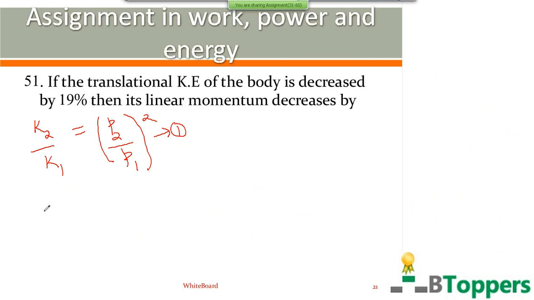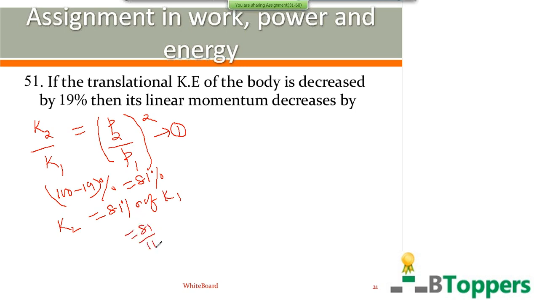So it's given that the kinetic energy decreased by 19%. So 100% minus 19% will be equal to 81%. So when the kinetic energy decreased by 19%, the new kinetic energy K2 can be taken as 81% of the initial kinetic energy, or 81 by 100 times the initial kinetic energy, or K2 by K1 can be written as 81 by 100.